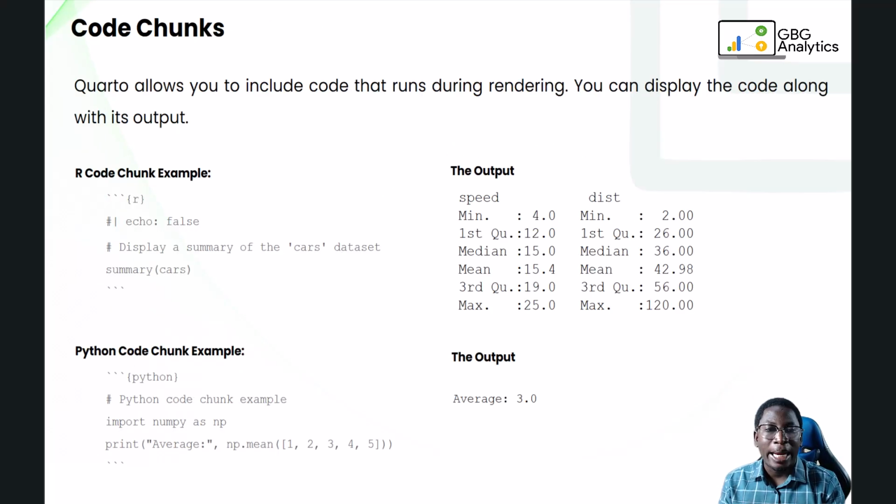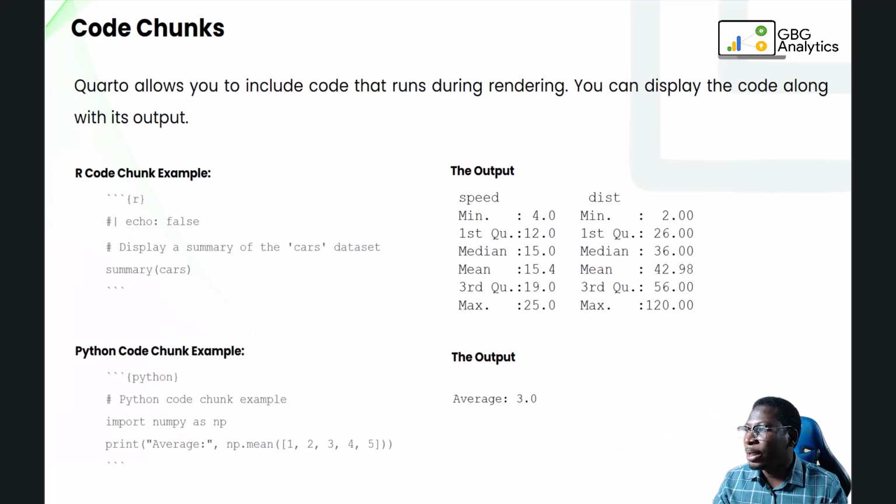Code chunks allow you to embed executable code in languages like Python or R. They are defined by triple backticks followed by the language name and optional chunk options. For example, you can control output display using those chunk options. I will show you various chunk options when we get to the lab session.